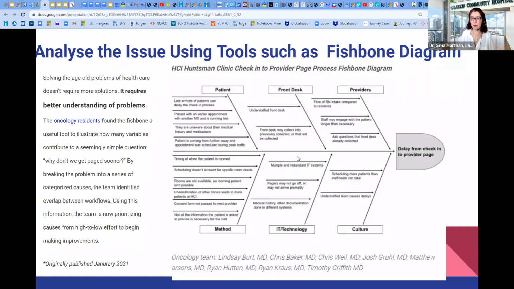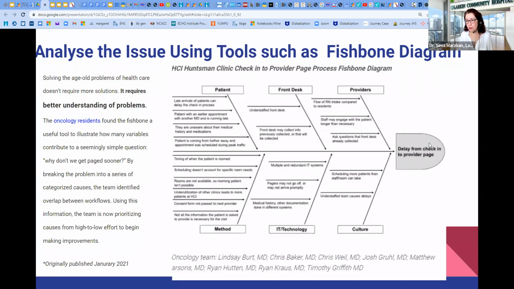Fishbone diagram or cause and effect diagram are tools that we can use to discuss and understand the issue. You see here that solving the old problems of healthcare doesn't require more solutions. It requires a better understanding of the problems. Through using these tools, we would be able to understand the issue.